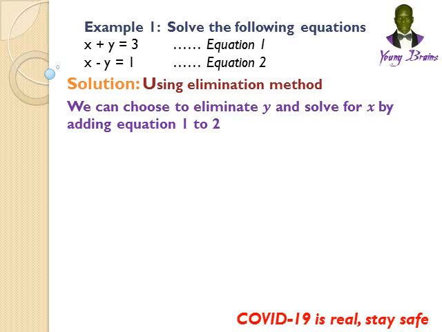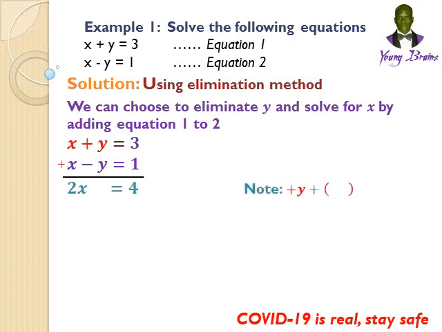So in the case of equation 1 and 2 above, x has the same coefficient in both equations as well as y. We can choose to eliminate y, and if we want to eliminate y, we need to add the two equations together. So we have x plus y equals 3, x minus y equals 1. Adding the two together, we have 2x equals 4. Noting that plus y plus minus y will give us 0.